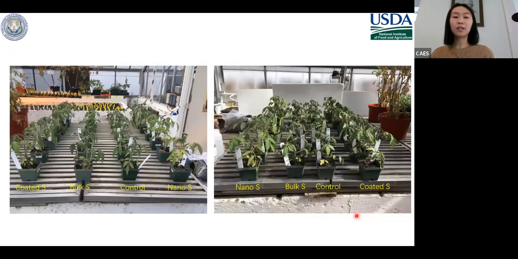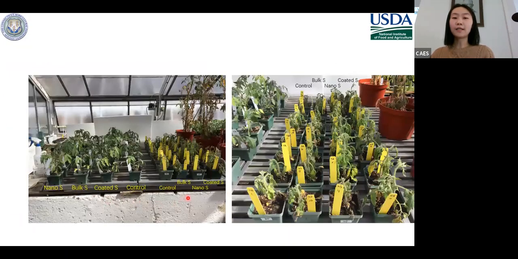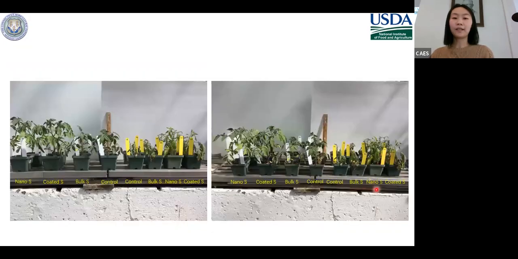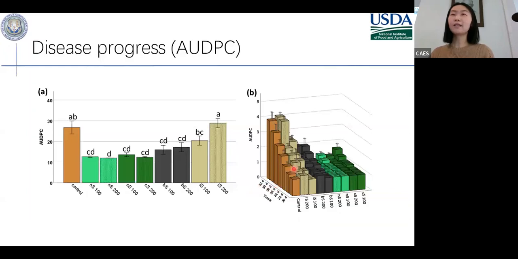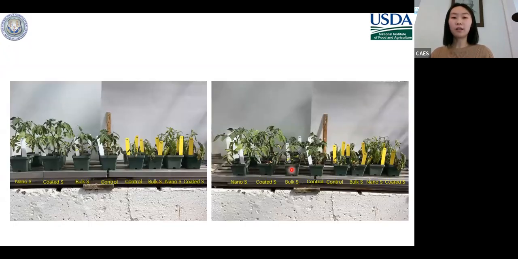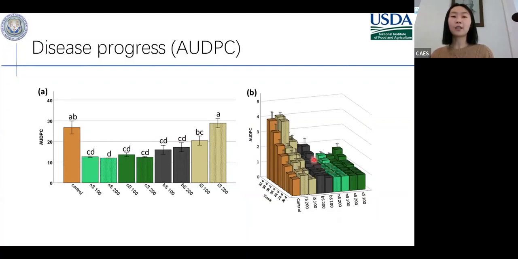Here, these are all healthy plants, which shows that the coated nanosulfur and uncoated nanosulfur enhance the growth of the plants compared with the control and bulk sulfur. For the infested treatments, the same trend was observed in this photo, and this photo showed the trend more clearly.